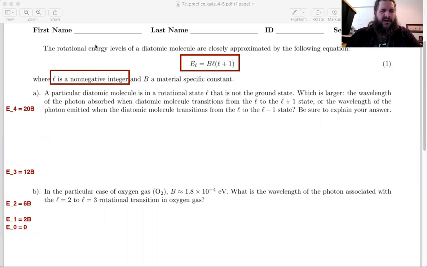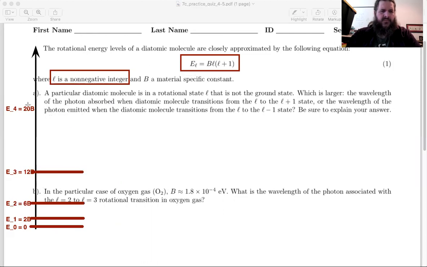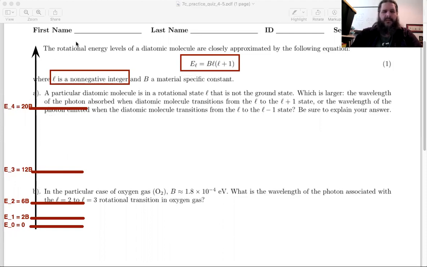So let me draw that out. So we've got these possible energy levels at 0, at 2B, at 6B, 12B, 20B, and so on. So these bands represent possible energy levels. Any questions on that so far?